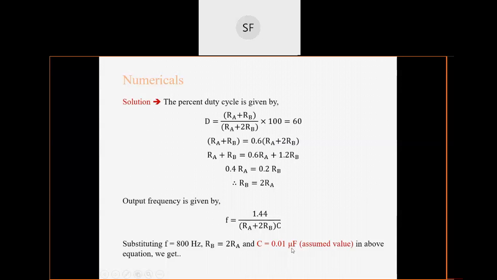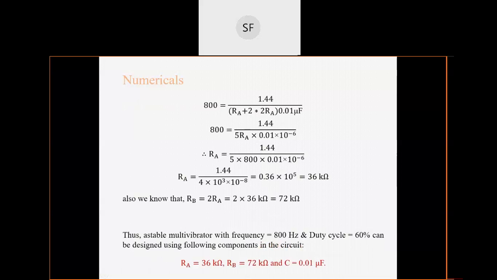Okay. Don't choose other values, because if you choose different values, then the values of resistors will become high. So we want these values of resistors in kilo ohm only. Okay, right. So then we just substituted all these parameters here, and we found the value of RA. We already had the relationship between RB and RA, and then finally we concluded this numerical.